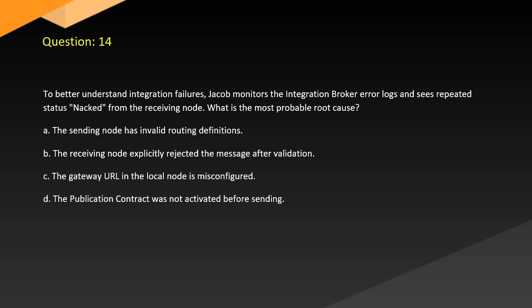Question 14. To better understand integration failures, Jacob monitors the Integration Broker error logs and sees repeated status NACK from the receiving node. What is the most probable root cause? A. The sending node has invalid routing definitions. B. The receiving node explicitly rejected the message after validation. C. The gateway URL on the local node is misconfigured. D. The publication contract was not activated before sending.